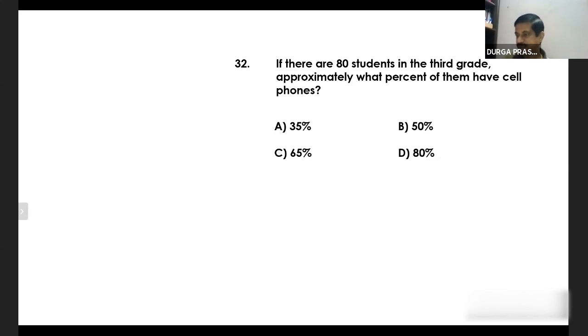What percent of them have cell phones? So now look at this. Total boys and girls together who have cell phones are 18 plus 22, and the total number of students is 80. So the percentage of students who have cell phones is students who have cell phones by total number of students into 100, that is 50. So this is option B. Please note it fast.